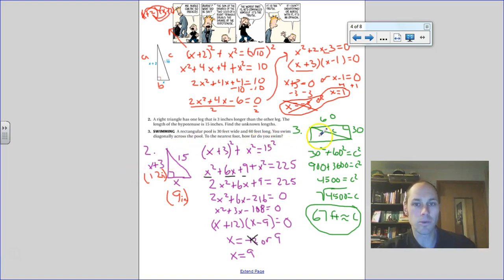Example 3, we have the swimming pool 30 feet wide by 60 feet long. We would swim diagonally across. How far did we swim to the nearest foot? 30 and 60 make up the two legs, so 30 squared plus 60 squared is c squared. 900 plus 3600. So c squared is 4500. Take the square root of that, and it's approximately 67 feet.